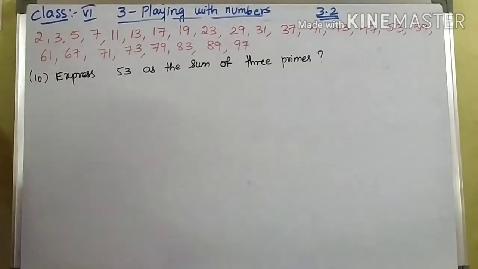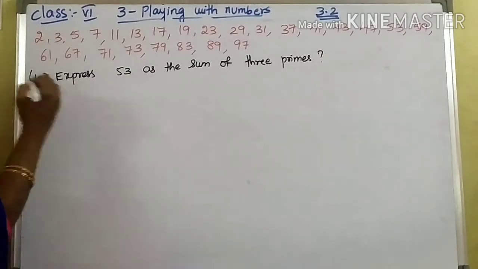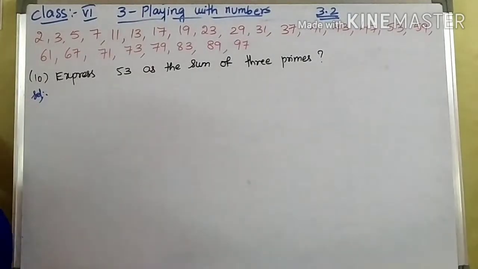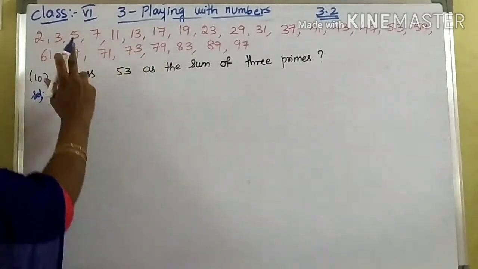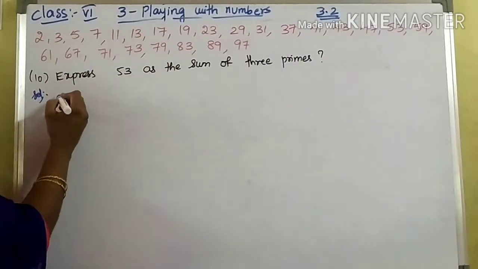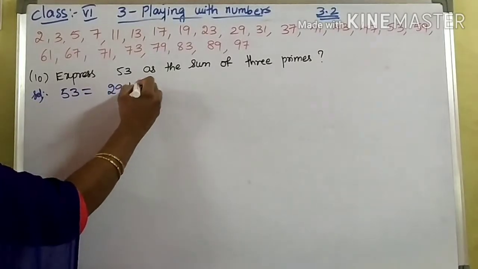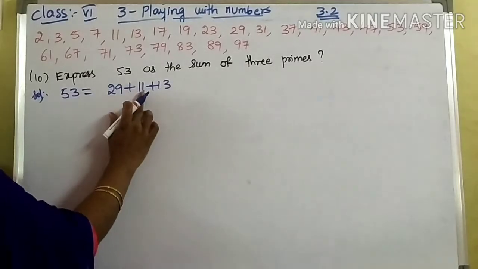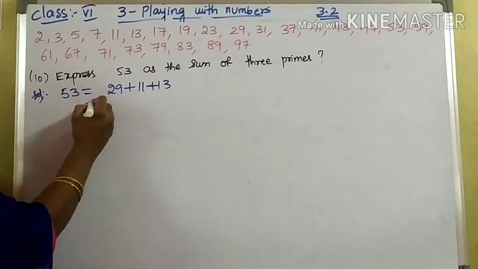Next, 10th one, express 53 as a sum of 3 primes. As a sum of 3 primes means we have to add 3 prime numbers, so that we should get the sum as 53. If you take from these numbers, you can find out. Example, 53 is nothing but 29 plus 11 plus 13. When you add 29 plus 11, how much are you going to get? 40. 40 plus 13 gives you 53.